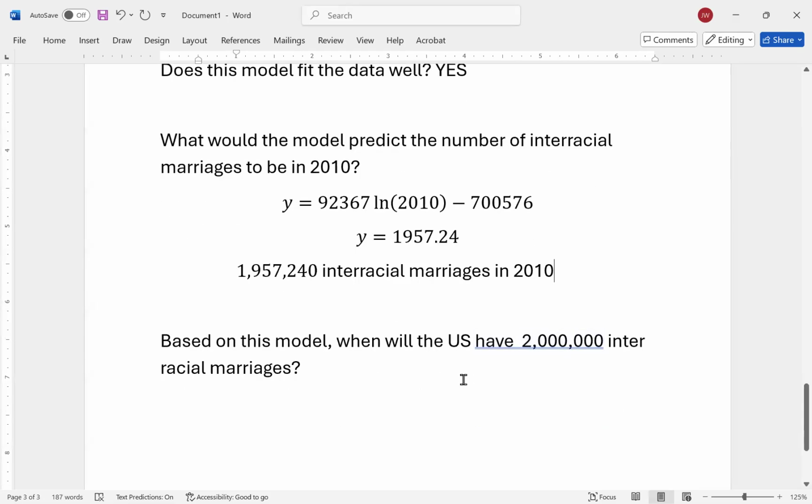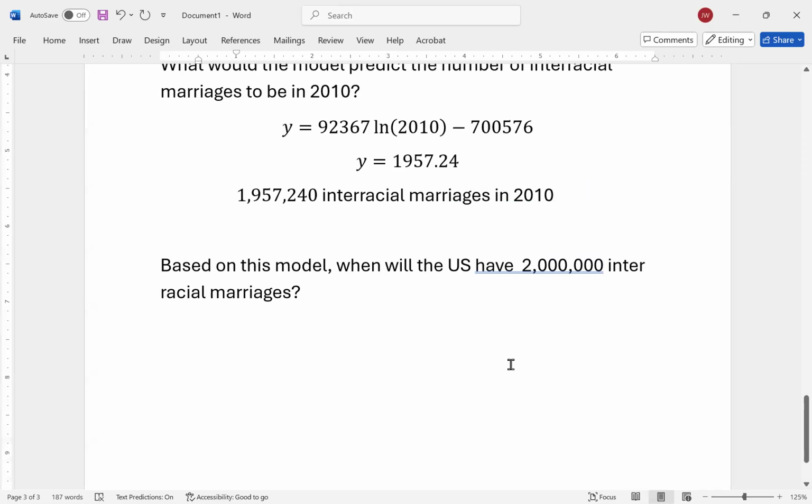Based on this model, when will the US have 2 million interracial marriages? Well, now what we can do is we can take this model and simply put in 2 million for the Y. Now, remember, Y is in thousands, so 2 million would be a Y value of 2,000 when I plug it in to my model.